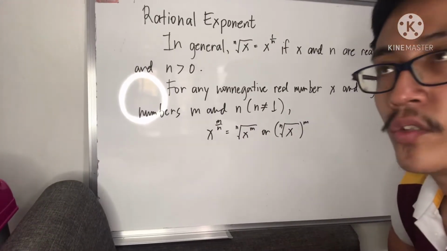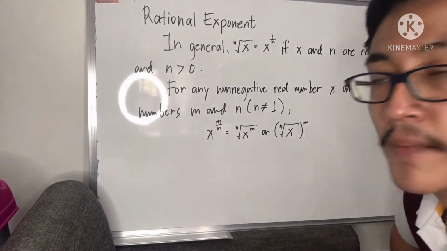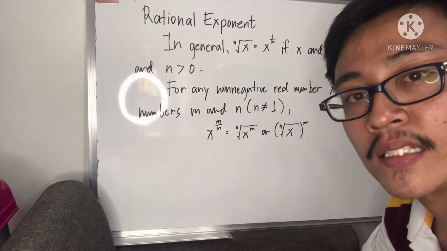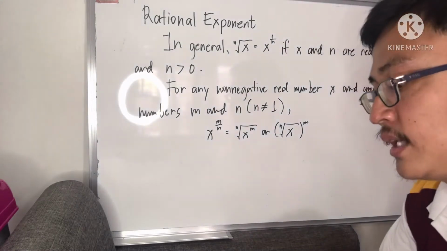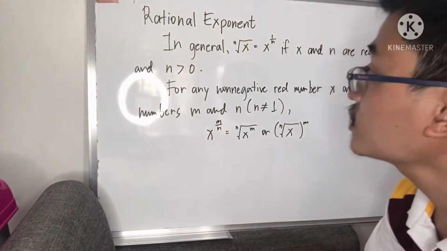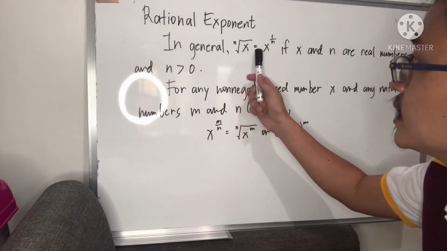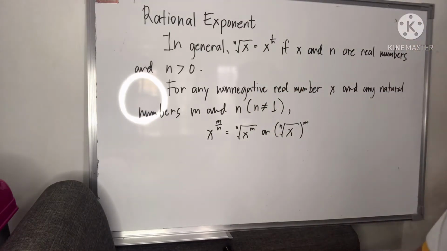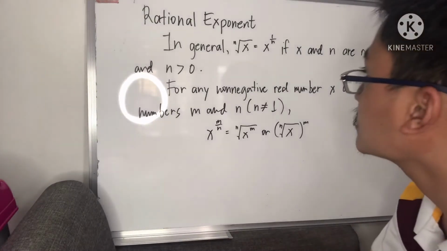So before we write radical form to rational exponents and vice versa, define muna natin what is a rational exponent, since ito yung mga makaka-encounter natin as we progress with our lesson. So let us have first the definition. Pag sinabing rational exponent, in general, the nth root of x is equal to x raised to 1 over n, if x and n are real numbers and n is greater than 0.